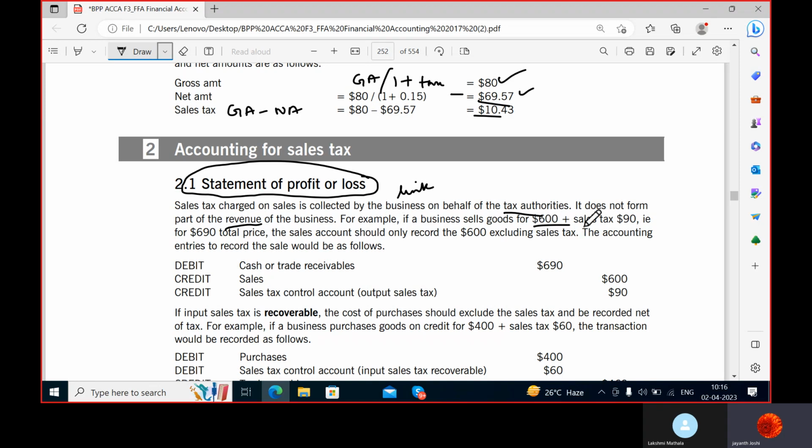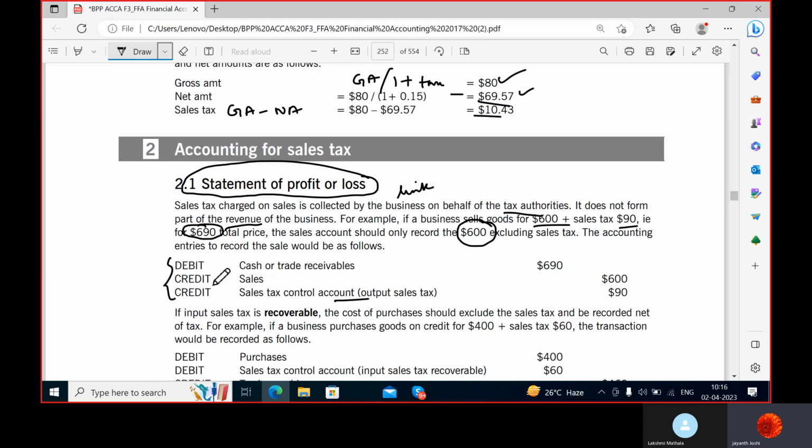Like a business sells goods of $600 and tax is $90 upon this. So the business is getting a payment of $690, but they will record sales of $600 only, because 90 is not their income. That is to be paid to the tax authorities, which is to be shown separately.